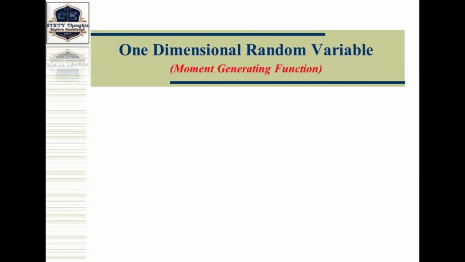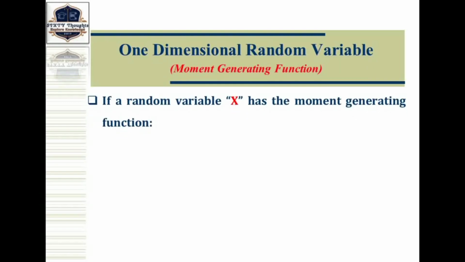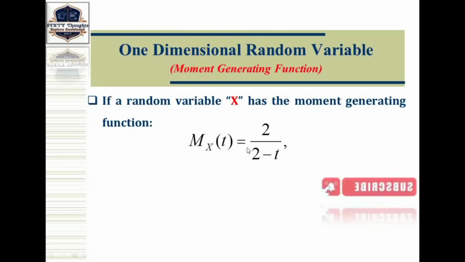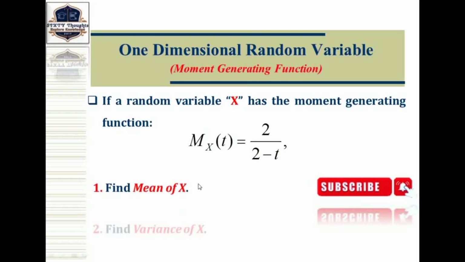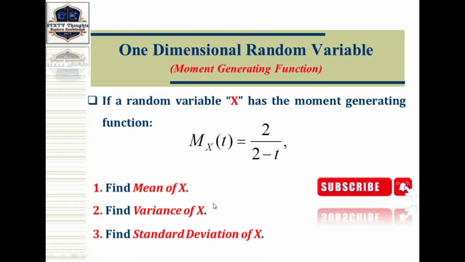In this video lecture, we will discuss one of the interesting topics: moment generating function in a one-dimensional random variable. Let us consider one problem. A random variable capital X has the moment generating function M_X(t) = 2/(2 - t). Using the given moment generating function, we are going to find the mean of X, the variance of X, and the standard deviation of capital X.